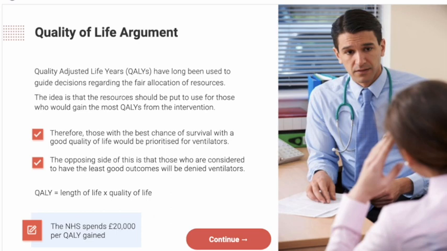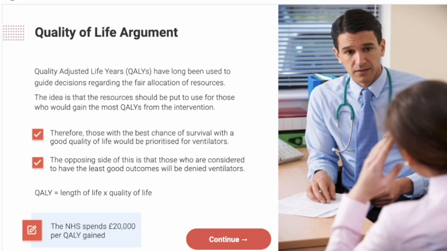There are certain arguments you can use, okay? But well done for remembering the idea of quality of life arguments. So quality adjusted life years, or QALYs, have long been used to make decisions regarding the fair allocation of resources. The idea is that the resources should be put to use for those who would gain the most QALYs from the intervention.